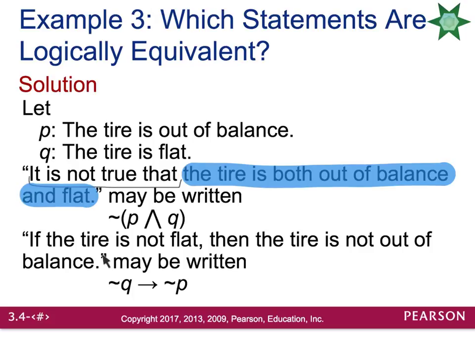Now, if the tire is not flat, negation Q, then the tire is not out of balance. So that's an if-then. We have negation Q, negation P. Tire is not flat, tire is not out of balance. We're going to look at the truth tables of those. So this was our first statement given, and this is A right here. I'll put a little A next to it. So this is A, just translating. And now we'll do B, C, and D and translate.